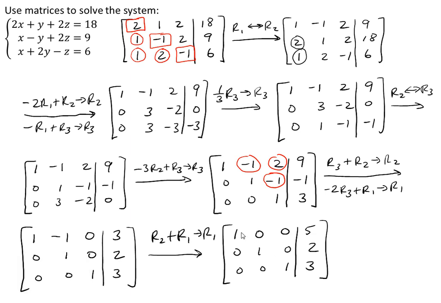So now our top row says 1x, or x equals 5, so that's our x coordinate of the solution. Our second row says y equals 2, and our third row says z equals 3. So you want to plug that back into all three original equations and make sure that it works.